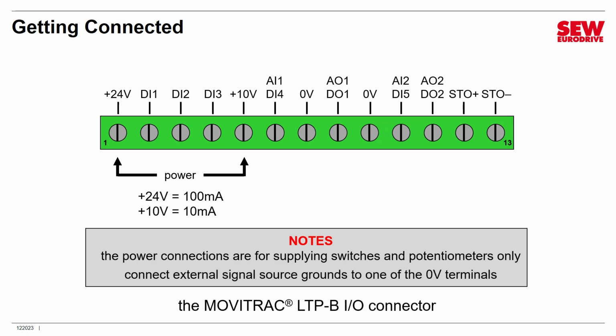Second note here. When you're connecting external signal sources to the digital inputs, you're going to need to make sure that external source's ground is at the same reference as the power supply in the MOVITRAC LTP-B. These are the 2 ground connections. They're both marked 0 volts on the diagram. So for example, if you connect a PLC up to the digital inputs or outputs, you'll need to connect the PLC's signal ground to one of these 0-volt terminals so everything's at the same reference.